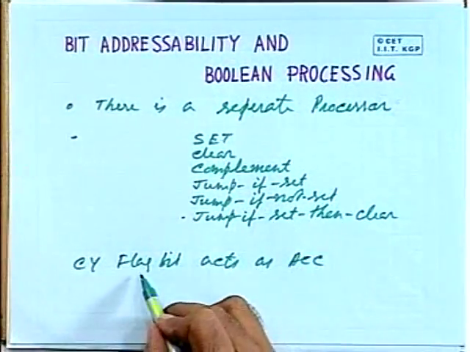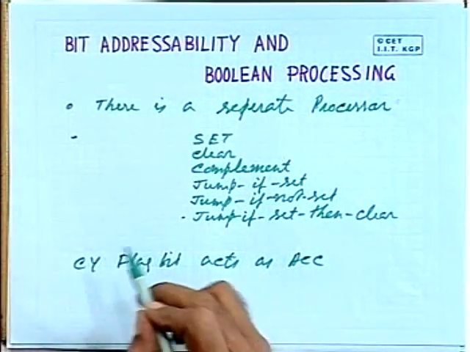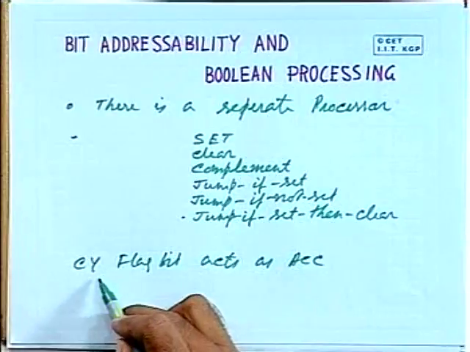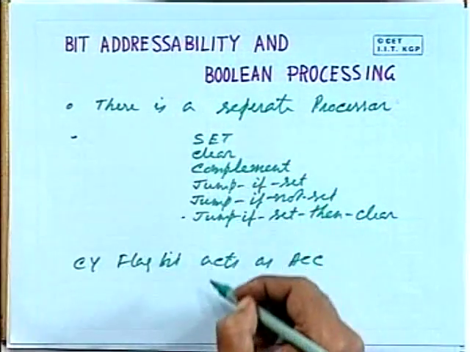accumulator for this Boolean processor. That means one of the operands comes from the carry flag bit, and another operand comes from these locations which is addressed, either the memory location or the special function registers, and the result of that bit manipulation is stored in that carry flag bit. So with the help of this special Boolean processor and special instructions available for performing Boolean operations, you can write very efficient codes, particularly for control applications.